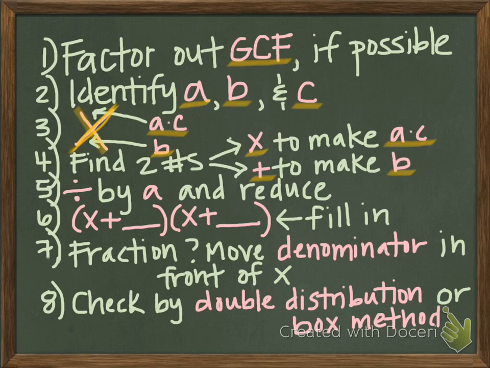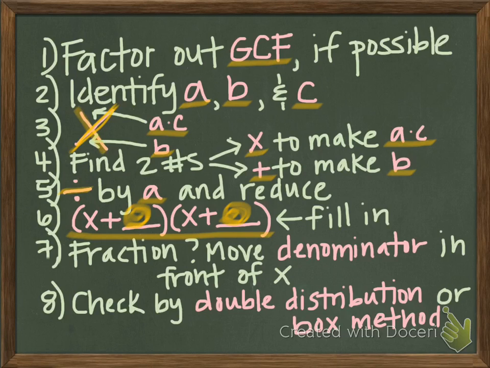After you find those two numbers, you're going to divide them both by A. Now if A is 1, you can skip this step. When you divide by A, you're going to reduce. When you reduce, you'll either get a whole number or integer or a fraction.